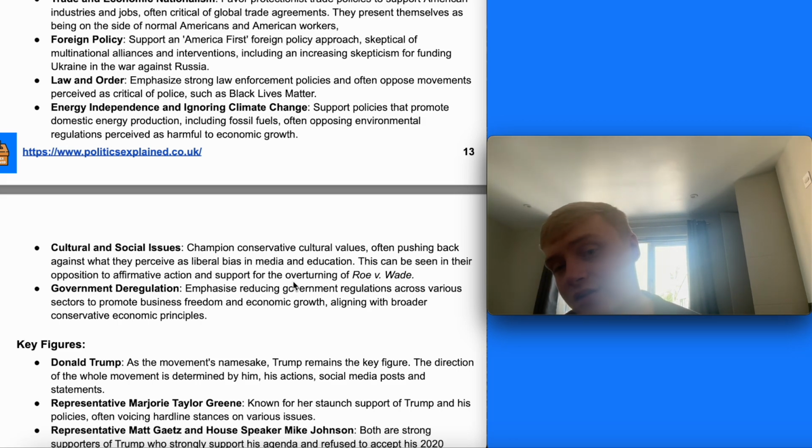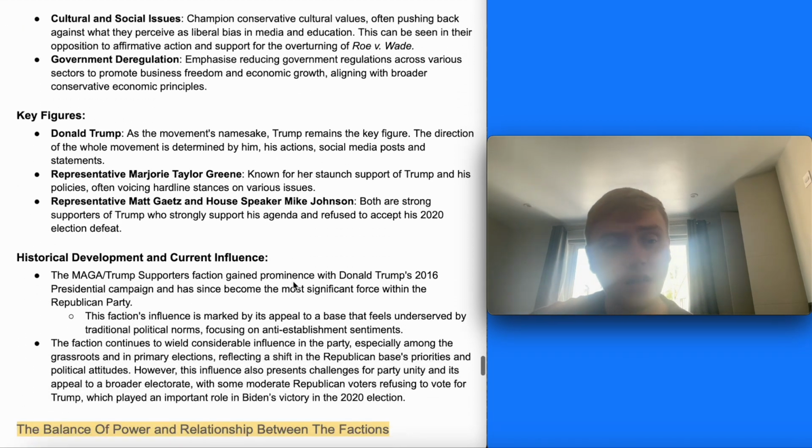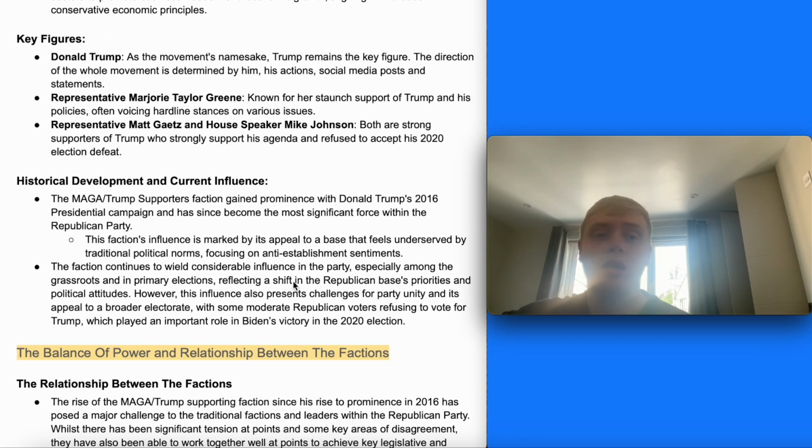Really, as seen in their environmental policies, they emphasise reducing government regulations across various sectors to promote business and economic growth. By far the most important figure is Trump. He's the movement's namesake and he remains the key figure. The direction of the whole movement is determined by him, his actions, social media posts and statements.